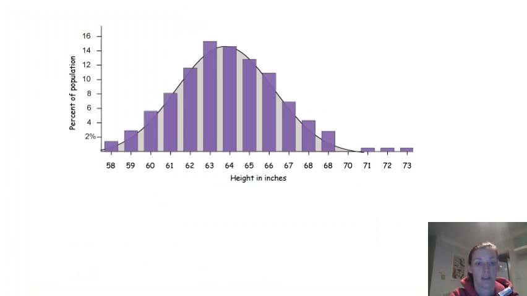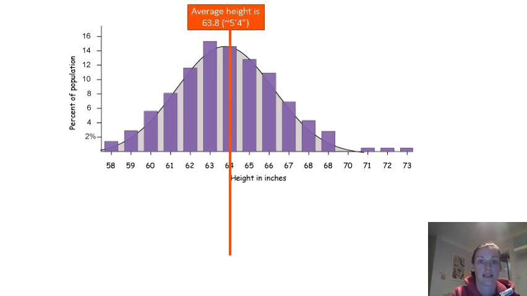So let's go back to our female population then. Now, what we've got here is, like I say, the average height is 63.8. I'm just going to round that up to 64 for this example, just because it makes the maths a lot easier and a lot easier for you to understand at this stage. So I'm going to put a line in here to show me where my mean is. So average height then of females in the UK is about 64 inches or 5'4".